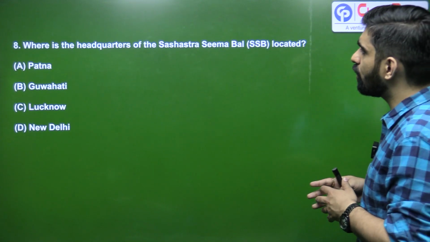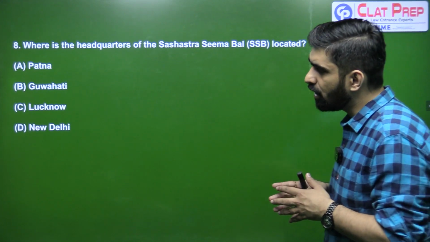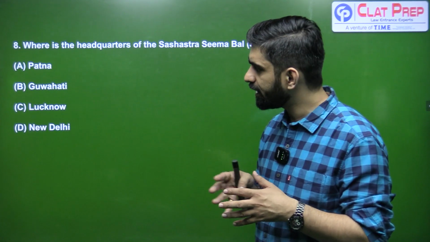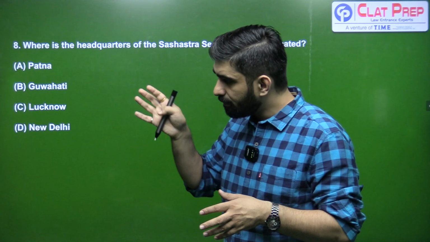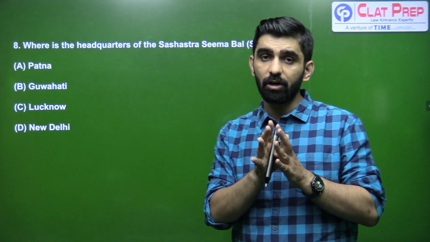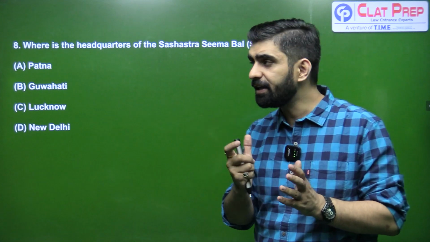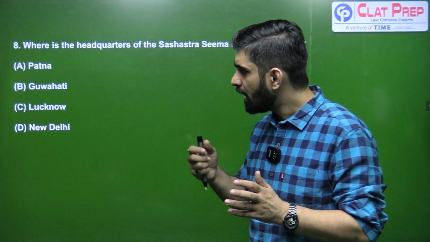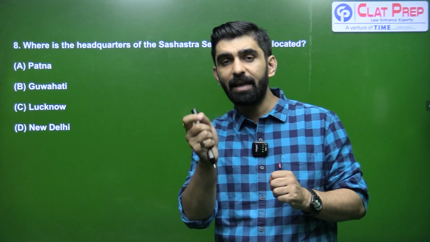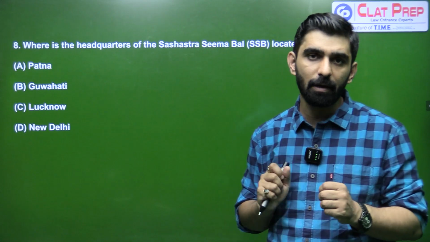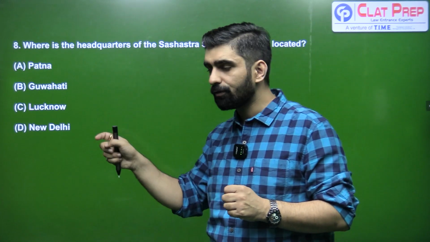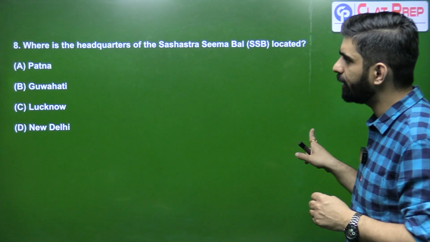Where is the headquarters of Sahastra Seema Bal located? So 4 options are there: Patna, Guwahati, Lucknow, New Delhi. Options A, B, C are actually headquarters, but not the primary headquarters. These are the frontier headquarters of this force, and New Delhi is the place where the headquarters of Sahastra Seema Bal is located. So the correct answer for 8th here is going to be D only.